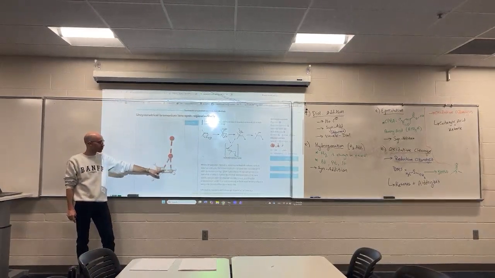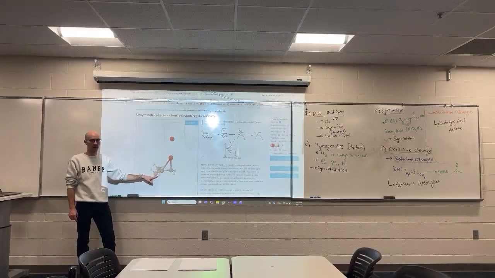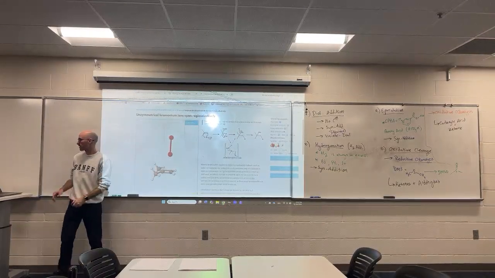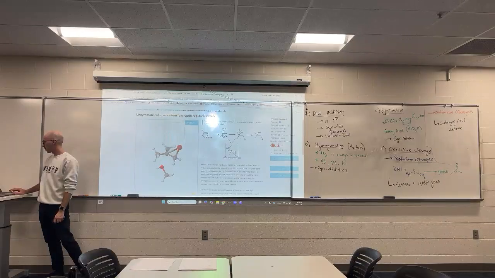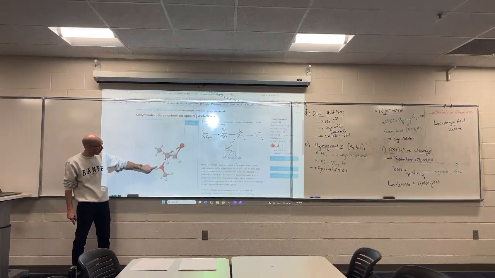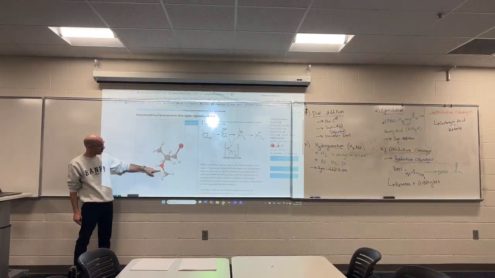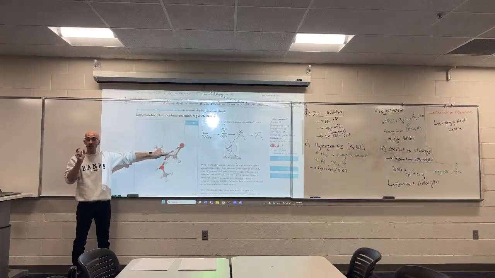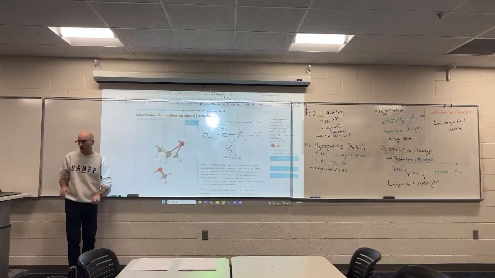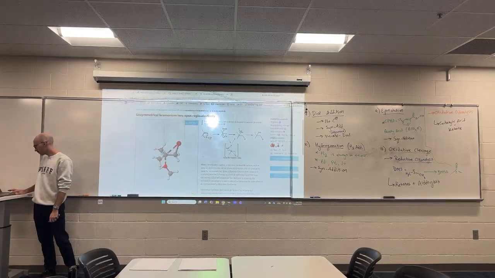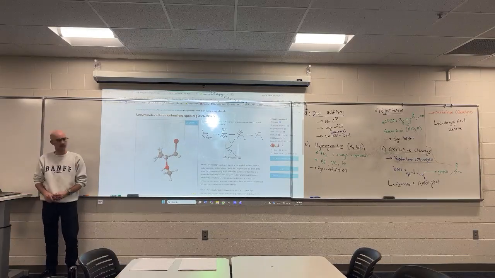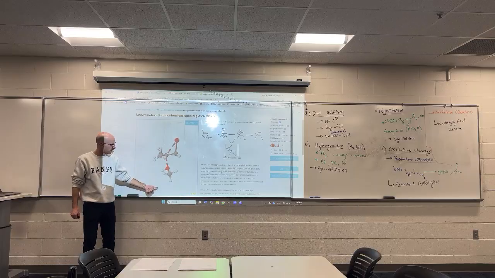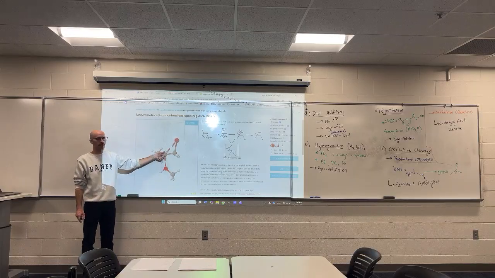That means that there's a strong partial positive on this carbon. And what attracts a partial positive? What does a partial positive attract? It attracts a partial negative. So here's the partial negative of the oxygen and methanol, and it's attracted to the partial positive of the more substituted carbon on the halonium ring. Partial negative of the alcohol attacks at the more substituted.